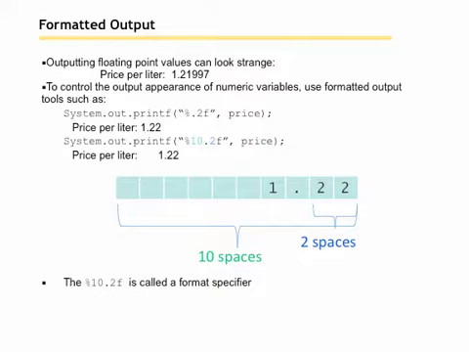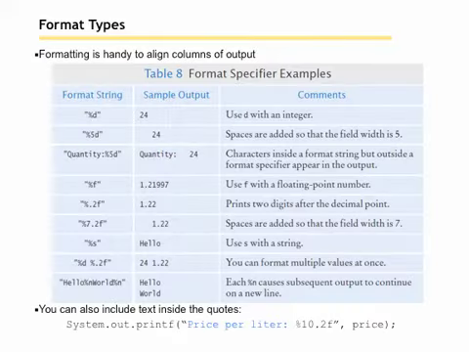So in system.printf, double quote, %10.2f, close quote, comma, price, we're going to print that formatted price with two decimal places in a field that's 10 spaces wide. So the 10.2 means 10 total spaces with two places after the decimal point of a floating point number. And %10.2f is called a format specifier.